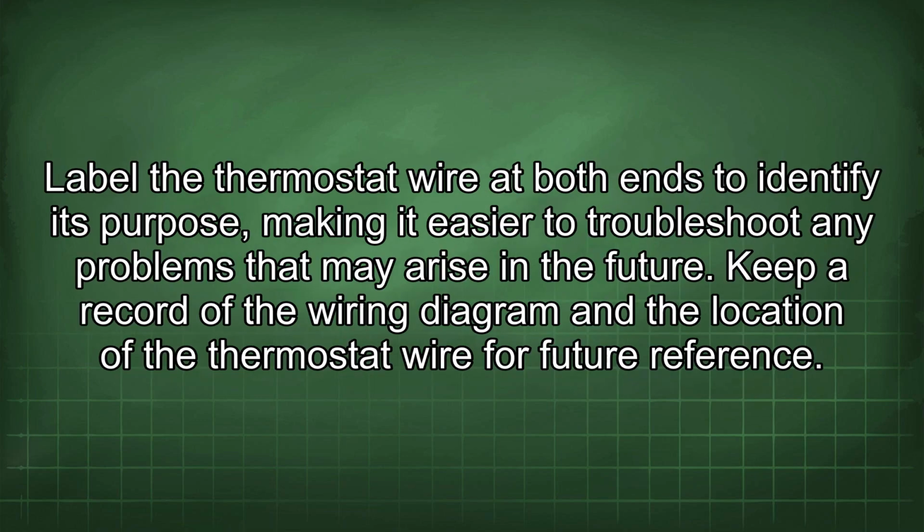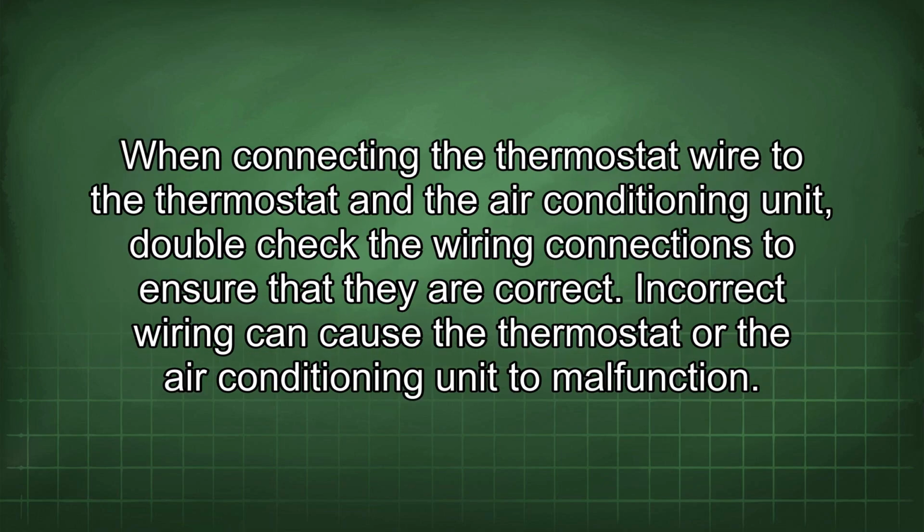Label the thermostat wire at both ends to identify its purpose, making it easier to troubleshoot any problems that may arise in the future. Keep a record of the wiring diagram and the location of the thermostat wire for future reference. When connecting the thermostat wire to the thermostat and the air conditioning unit, double-check the wiring connections to ensure that they are correct. Incorrect wiring can cause the thermostat or the air conditioning unit to malfunction.